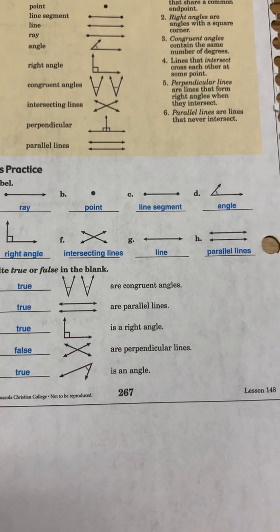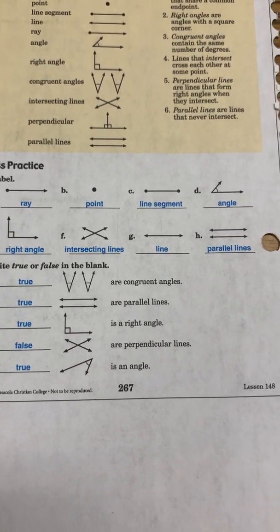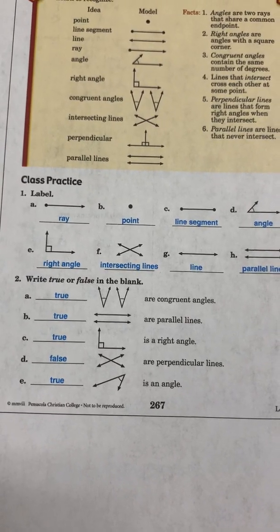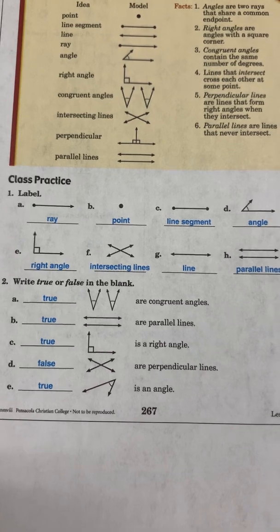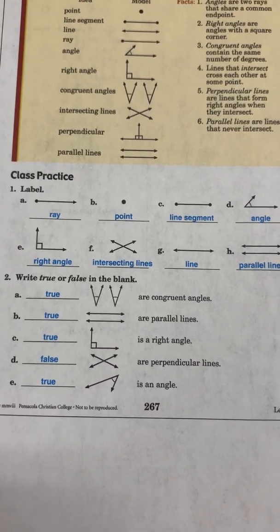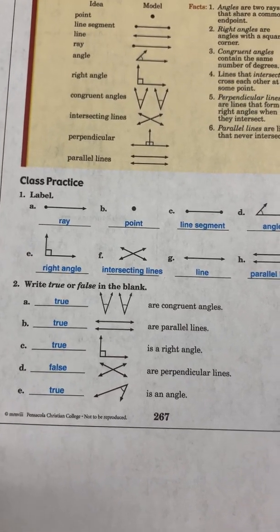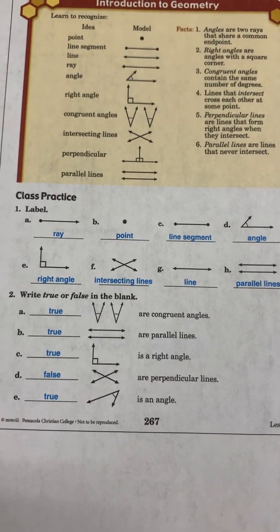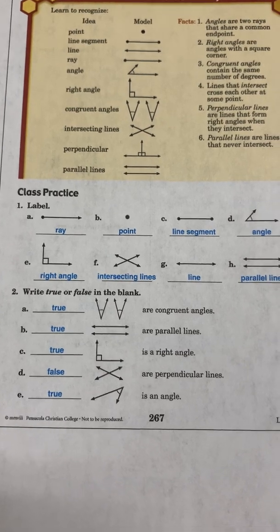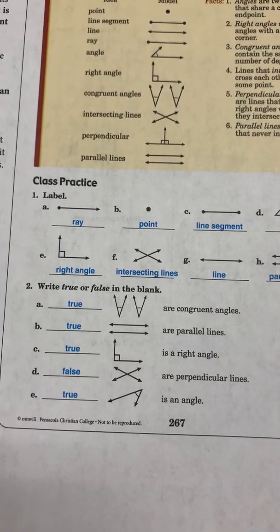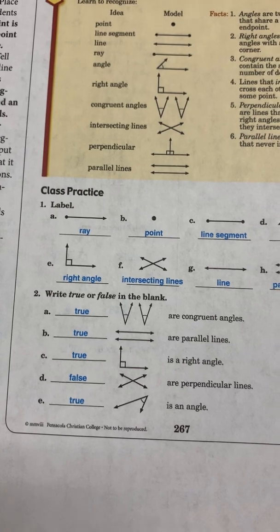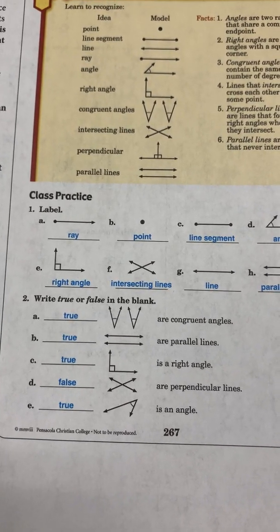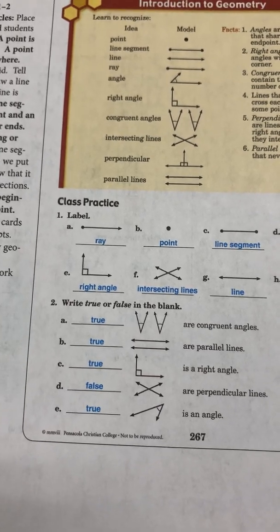So then you have true or false, and it says, are these congruent angles? That's true. Then you have parallel lines, which would be what you have on a road. So that's true. Is that a right angle? Yes, so that's true. Are those perpendicular lines? No, because they do not make right angles, so that's false. And then is that an angle? As long as you have any type of angle, it doesn't matter the size. That is true.